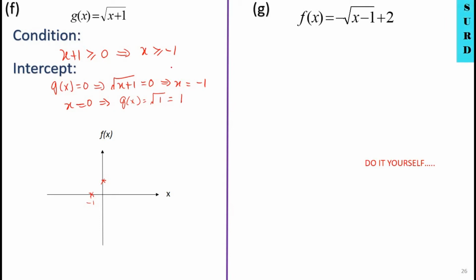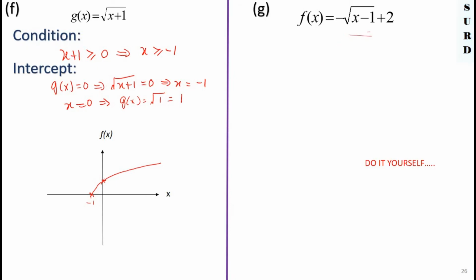From this condition, you know that the graph should be on the right hand side of negative 1. So we just connect these 2 points. Okay, so you have this. Is that clear? Now, I leave it to you to sketch the graph of f(x) equal to negative square root of x minus 1 plus 2.